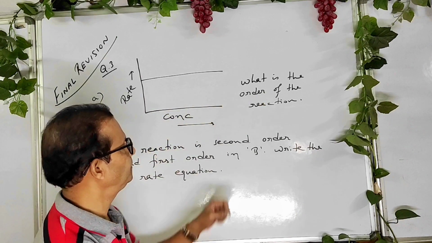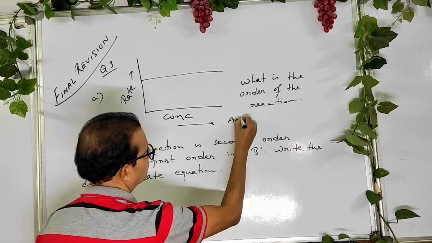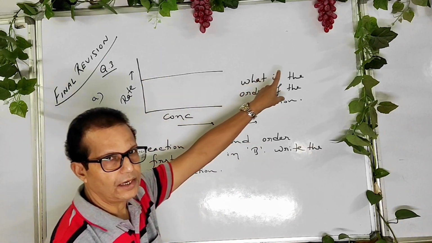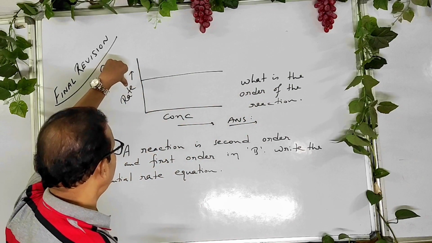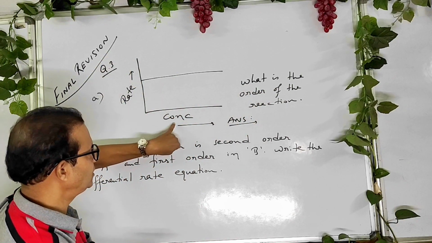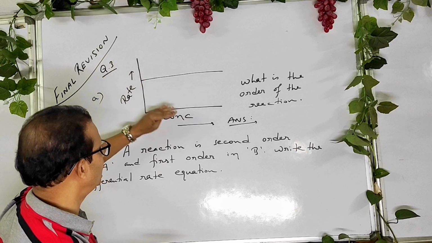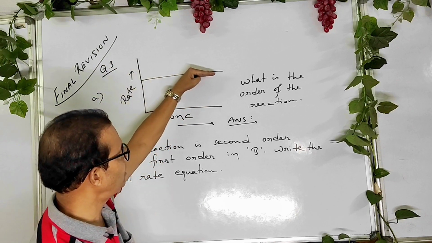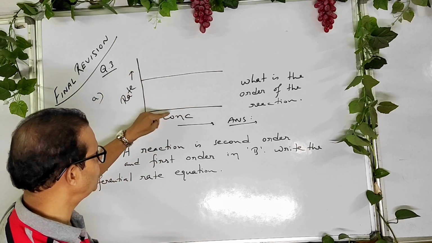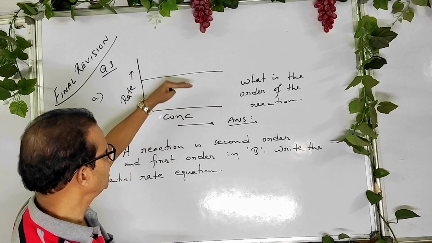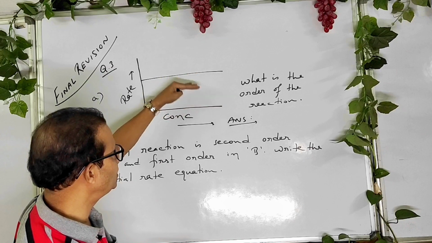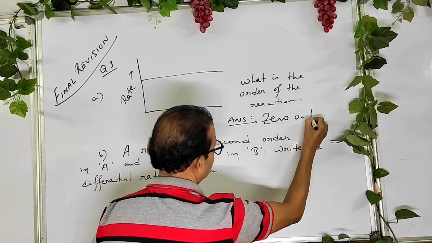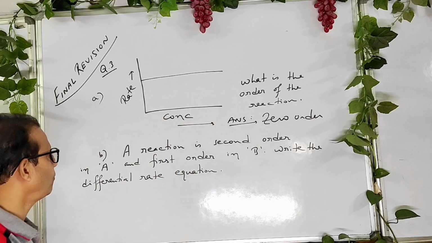So the answer. Remember it, for a zero order reaction the rate and concentration are independent of each other. That is, for a zero order reaction the rate of the reaction does not depend on the concentration of the reactant. That's why the two lines become parallel to each other. That's why this is zero order. The reaction is of zero order.